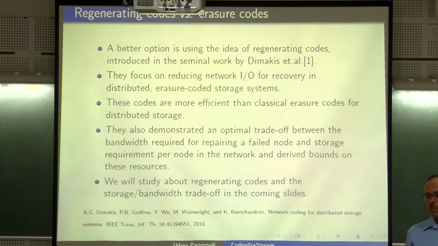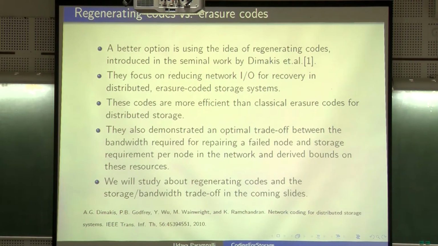So some of this work came up using the network coding theorems that started in 2000. They were able to cast it to here and argue for bounds on this, and also explicitly construct codes, and this heralded a new area in coding theory. The focus is on network I/O and repair for distributed erasure coded storage systems. These codes are more efficient than the classical erasure codes for storage, and they also demonstrate an optimal trade-off between the bandwidth required for repairing a failed node and the storage required per node.